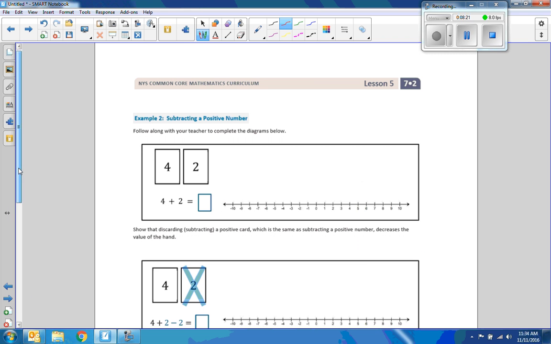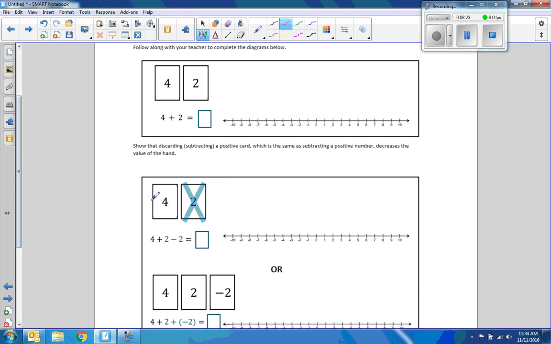Example 2. Following along with your teacher to complete the diagrams below. If we drew a 4 and then a 2, 4 plus 2 equals 6. So we start at 0, we draw a vector to 4, and then add 2 more, and we get to 6.